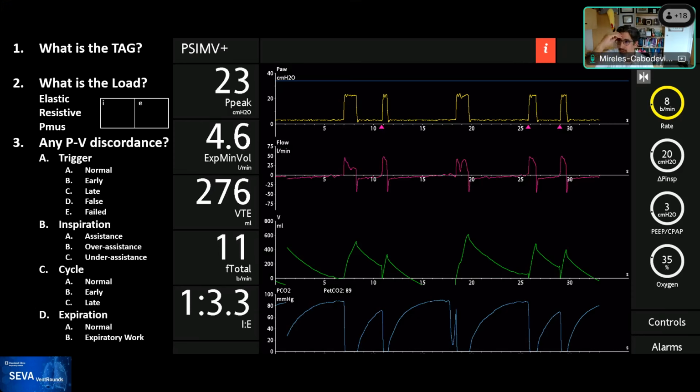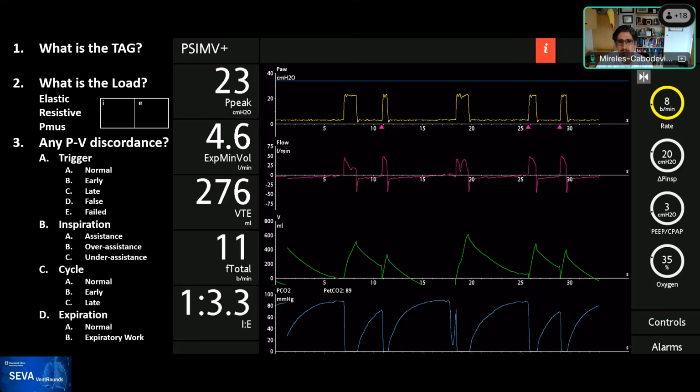So here is the tracing, and I think what I would ask you is to start looking at these waveforms. And just for those of you that have not seen these before, the mode is up here in the corner.